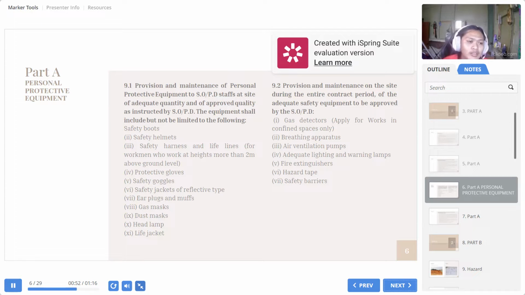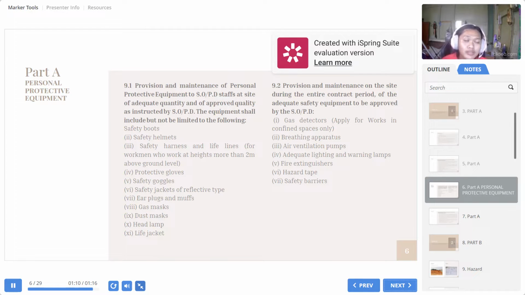And number 4 is specification for occupational safety and health for engineering construction workers. Item 7 also from JKR. So this is a human resource training. So the contractors must be a competent person for safety and health practitioner.